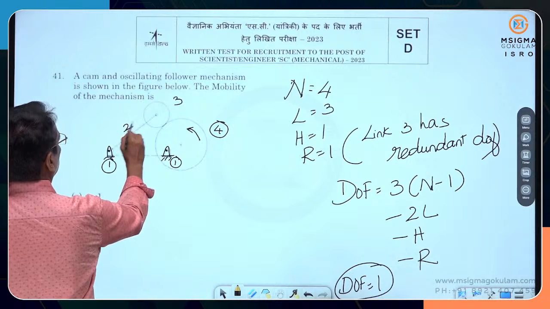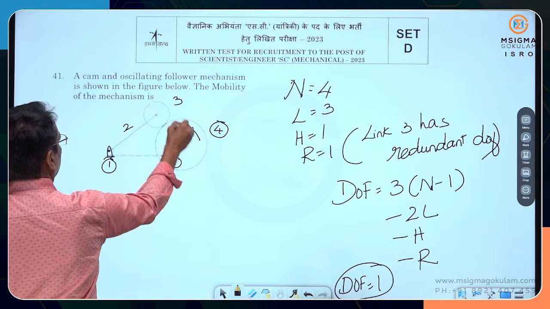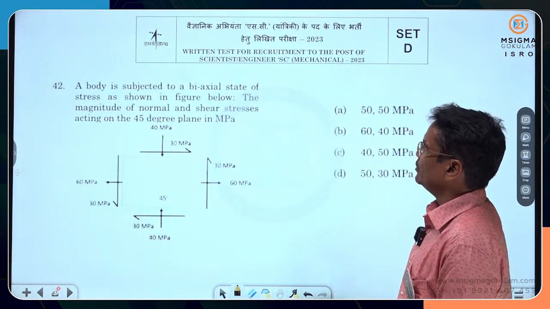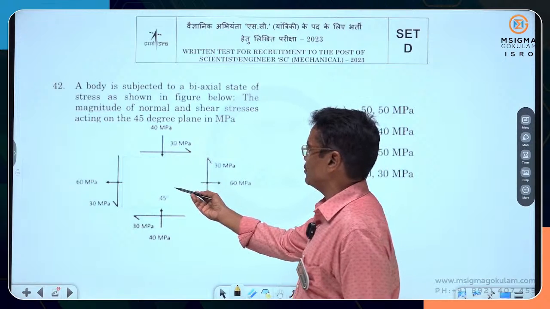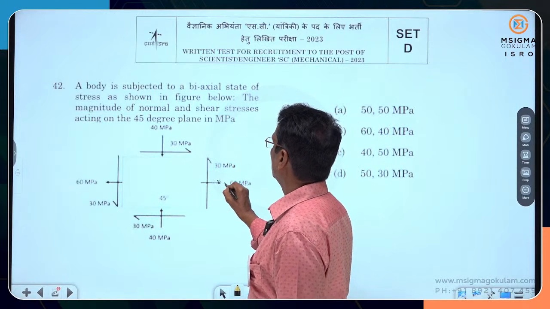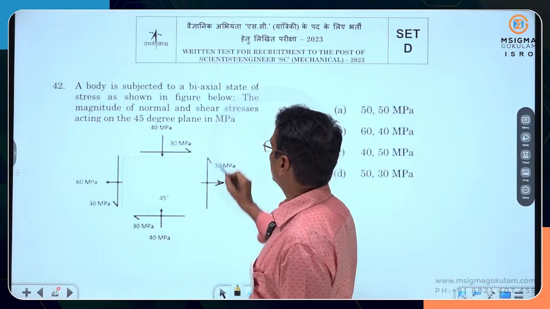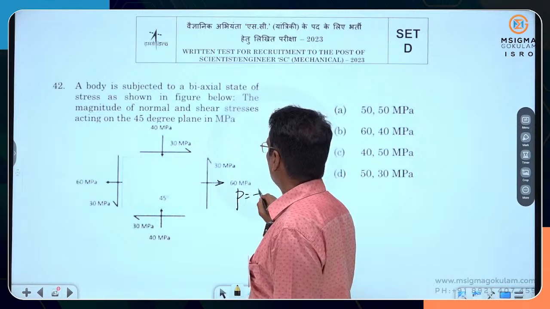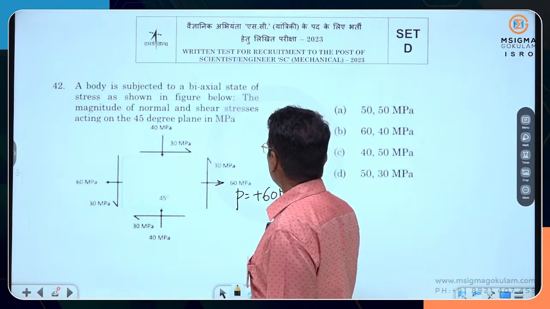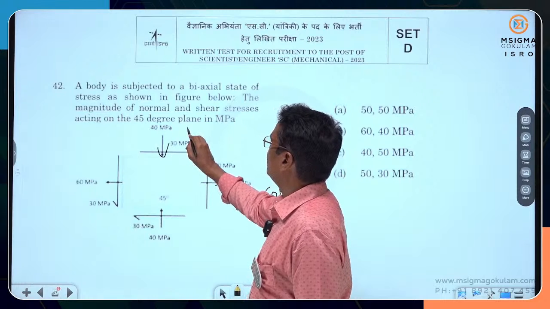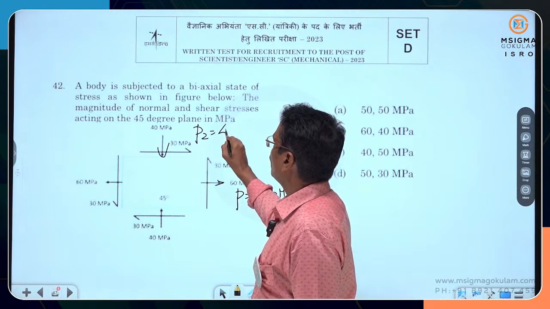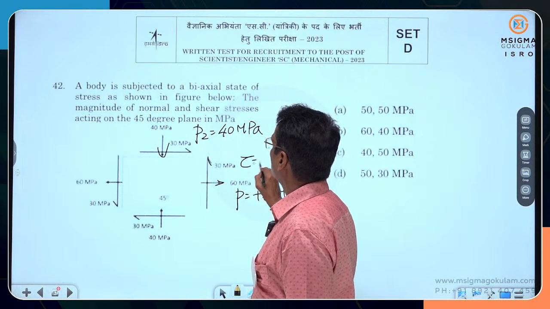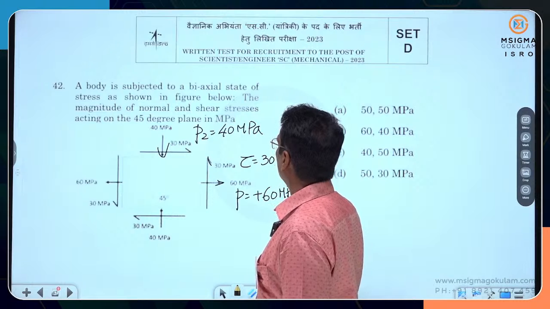Links are noted here. This is 1, this is 2, this is 3 and this is 4. The next question 42 is asked like this. A body is subjected to a biaxial state of stress as shown in the figure below. It is a biaxial state of stress. The magnitude of the normal stresses: P1 is plus 60 MPa, it is tensile. This P2 is 40 MPa. There is a shear stress of 30 MPa.